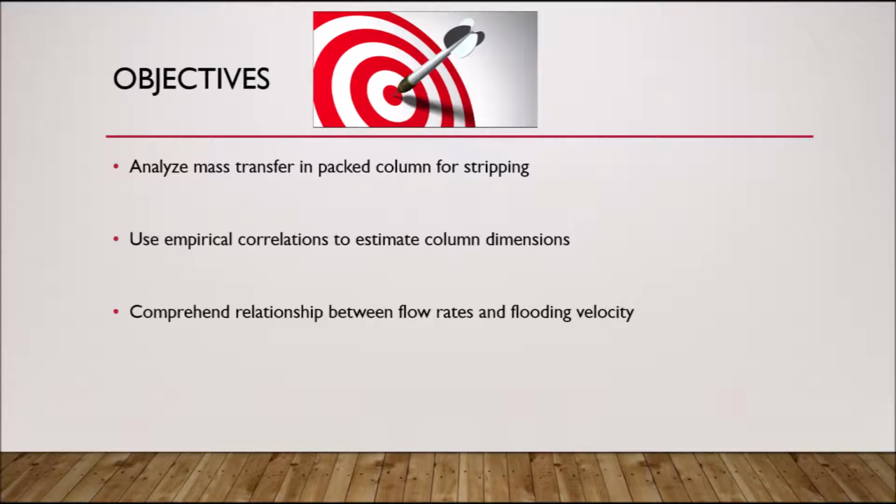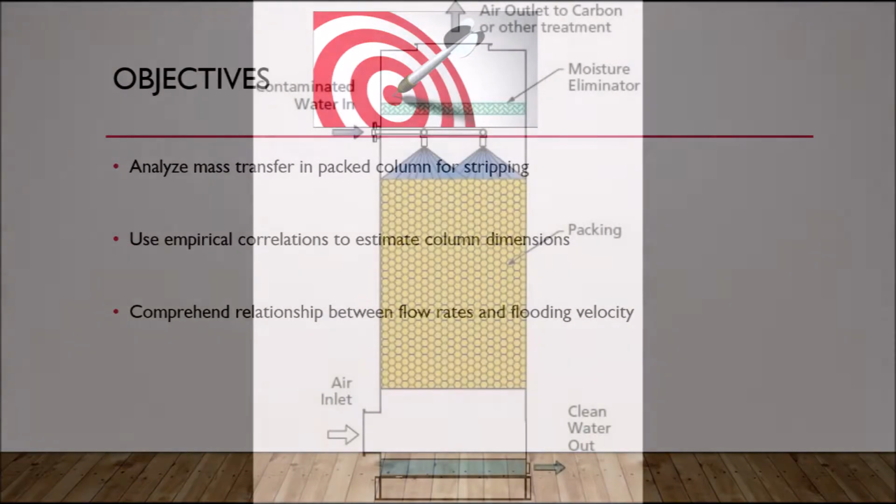Some key design variables include the height of the packed tower and diameter. Empirical correlation can be used to estimate the column dimensions. The column dimensions are factors that can change the gas velocity, which can contribute to the flooding. We need to comprehend the relationship between the flow rates and the flooding velocity.